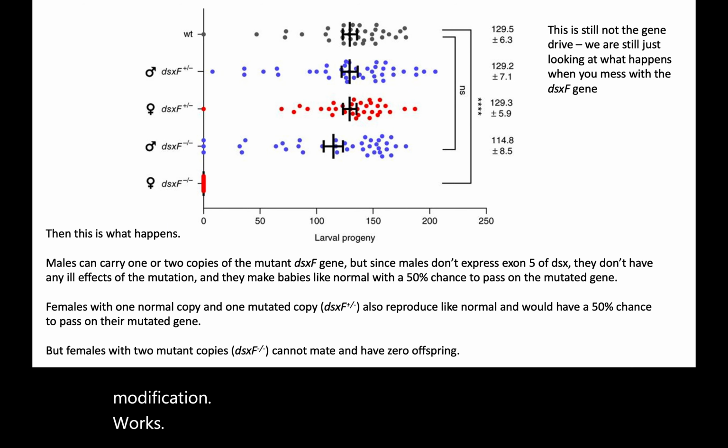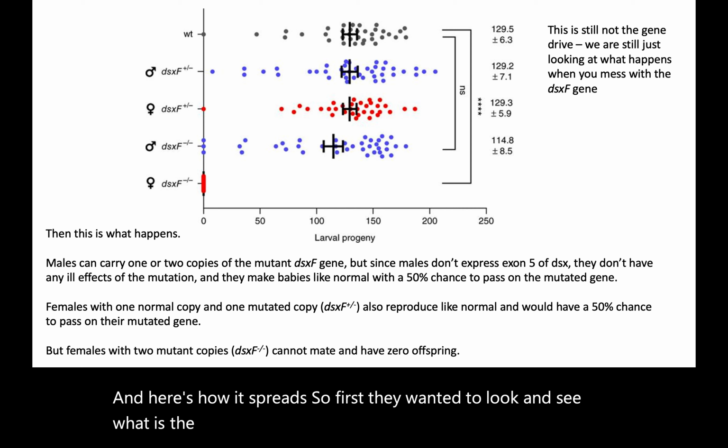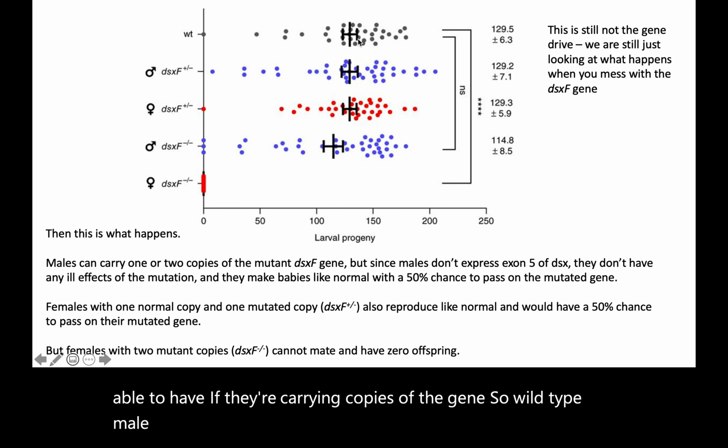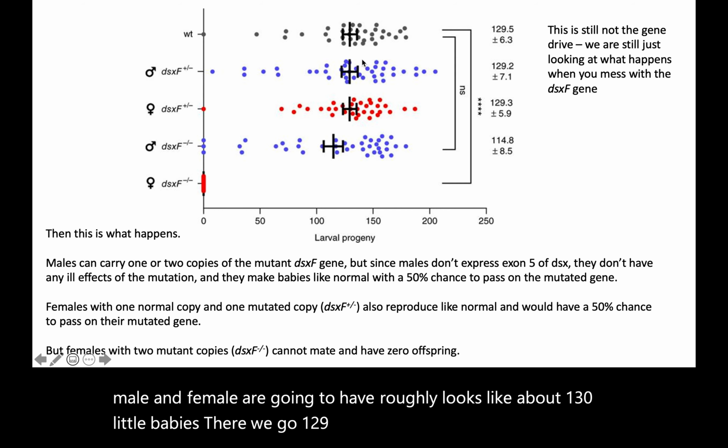And here's how it spreads. So first I wanted to look and see what is the viability of offspring. How many little babies are they able to have if they're carrying copies of the gene? So wild type, male and female are going to have roughly, looks like about 130 little babies. There we go, 129.5 on average, plus or minus 6.